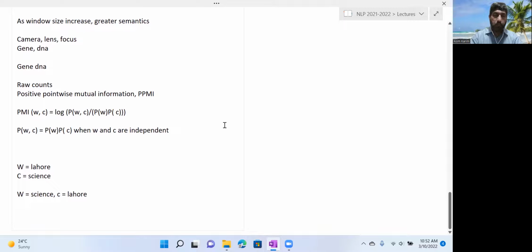So what we do is we just retain the positive value of it. Positive PPMI would thus be simply the max of PMI and 0. So we do not keep the negative value. If the value for any pair of words W and C is negative, we just replace it with 0.